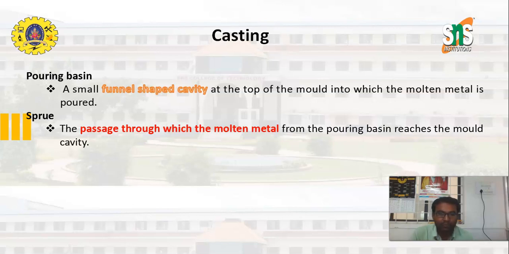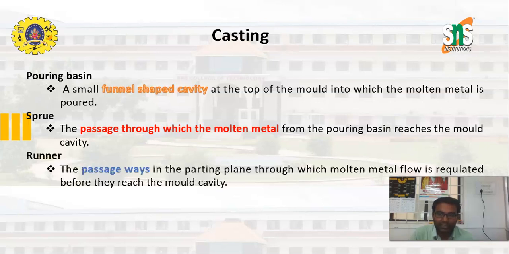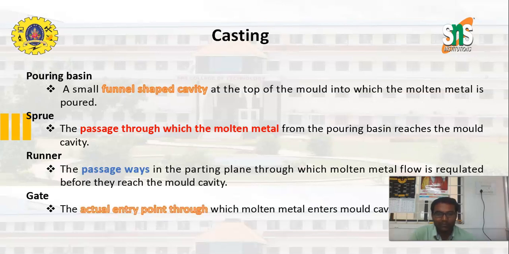Next, the sprue, the passage through which the molten metal from the pouring basin reaches the cavity. Next one is the runner, the passageways in the parting plane through which molten metal flow is regulated before it reaches the mold cavity. Next important part is the gate, the actual entry point through which molten metal enters the mold cavity.